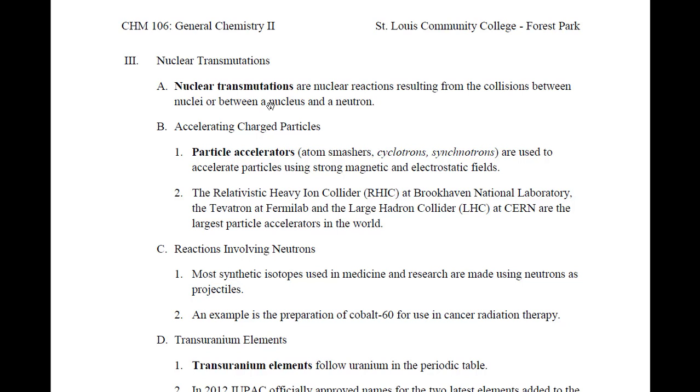So elements 93 through now, at the time of this recording, 118, those are all human-created elements using the idea of nuclear transmutation. So they're all artificial elements. They don't exist in nature. They're all human-created. All right, so what we can do then is, of course, use an accelerator to do this.